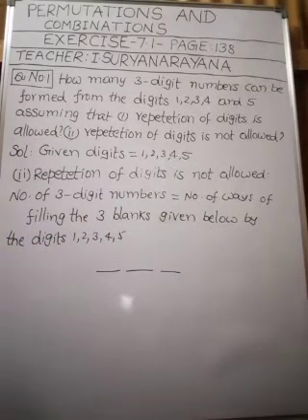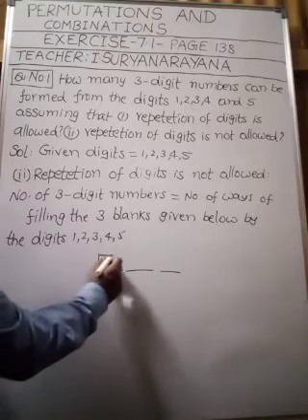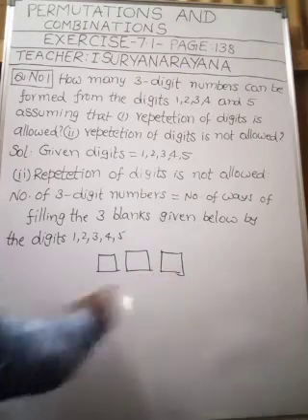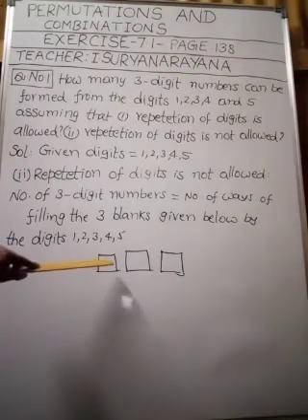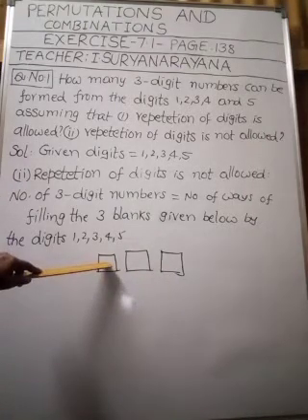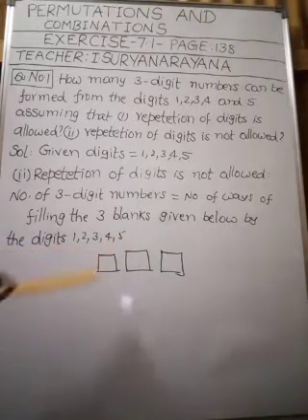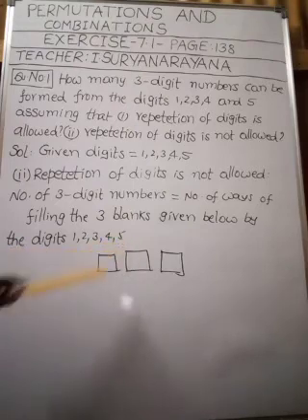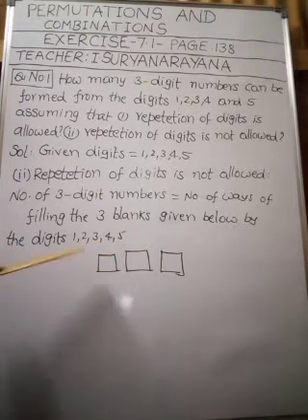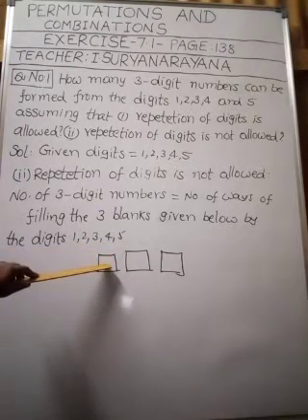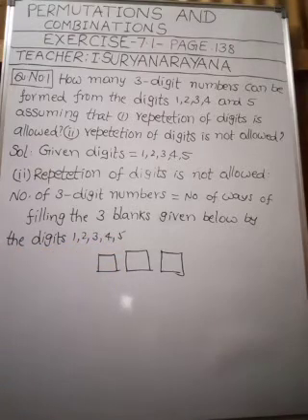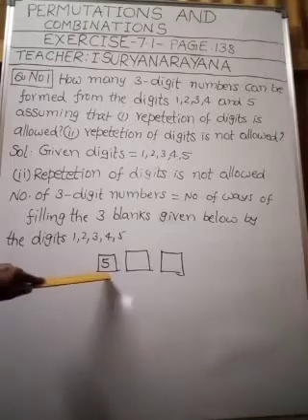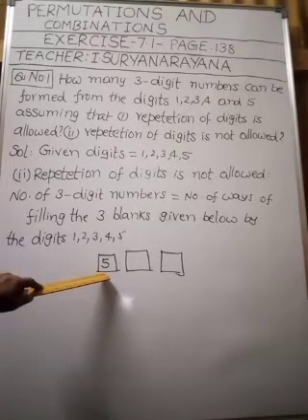Okay, my children. So see here, three blanks. Suppose let us fill this hundreds place. In how many ways can we fill this hundreds place by these five digits? We can fill this hundreds place by any one of these five digits. Isn't it, my children? So the first operation, first event, can be done in five ways.